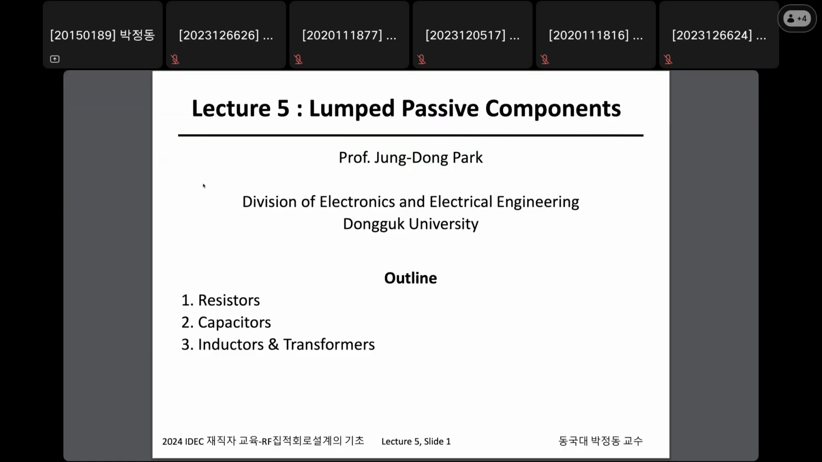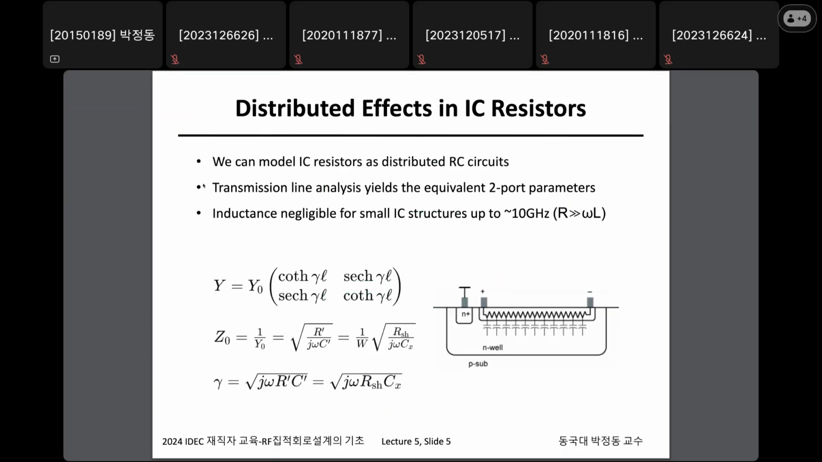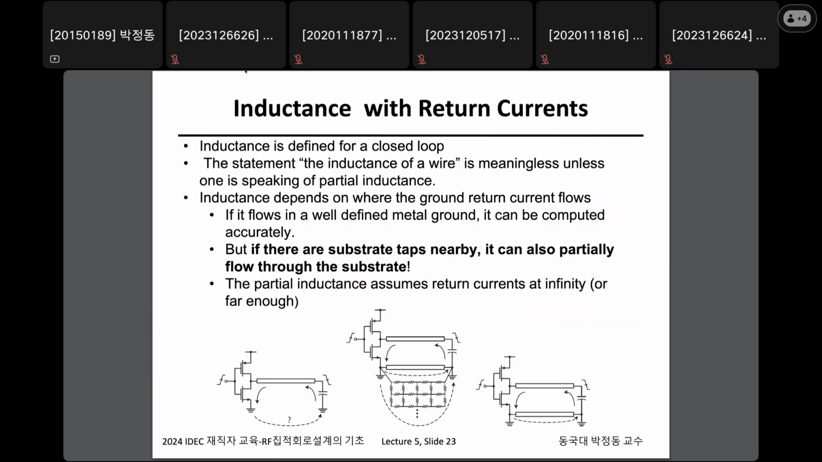Okay, can you guys see? Yes, the PPT slide is visible now. Okay.